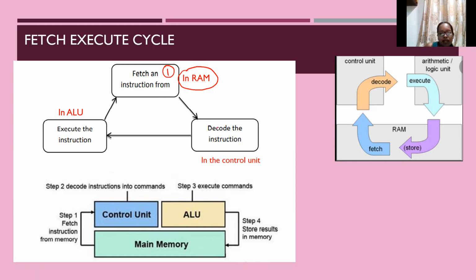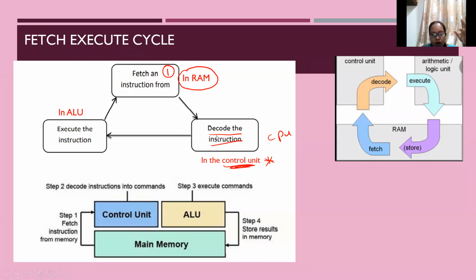Then it will decode that instruction. That is done by the CPU's control unit part. I told you what decoding means: it analyzes what the actual calculation or process is that I have to do. Is it an addition, a subtraction, or a logical operation? It is understanding what to do with this instruction. That part is done by the control unit.